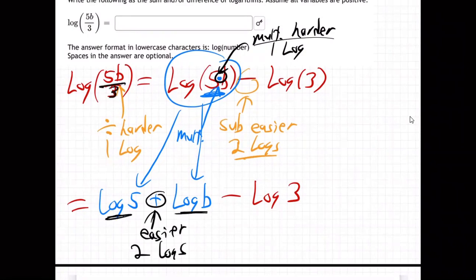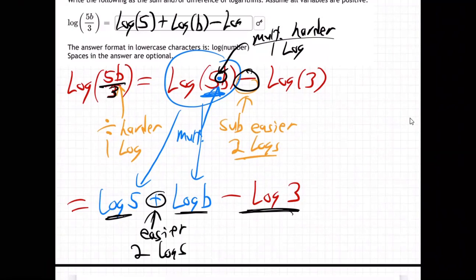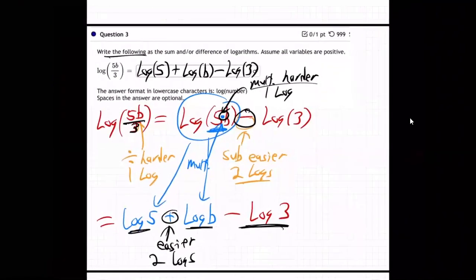And then divided by 3 means subtract a third log of 3, which is, again, an easier operation for multiple logs. And so what's the final answer they want us to type in? Log 5, and you can do parentheses if you want to, it's totally optional, plus log b minus log 3. Like that. Did we do what they said? Yeah, we wrote it as a sum or difference of logarithms. Several logs added and subtracted. There we go.